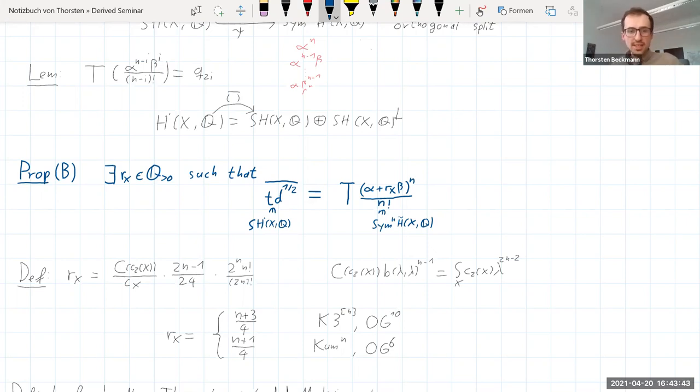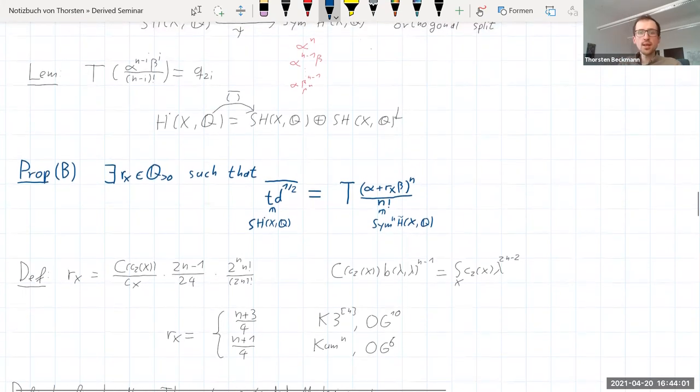So basically, I'm just saying this constant is an existence statement in a proposition, but I know the constant, so I can write it down. It depends just on the dimension n, it depends on the Fujiki constant, and it depends on the second Chern class.